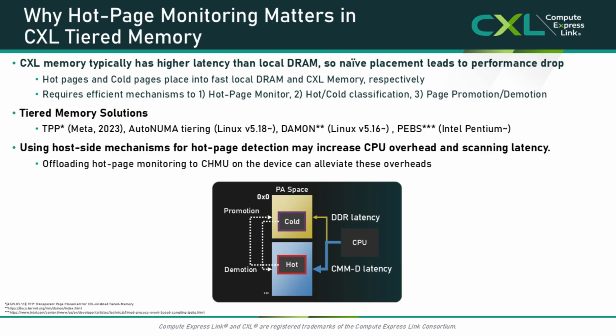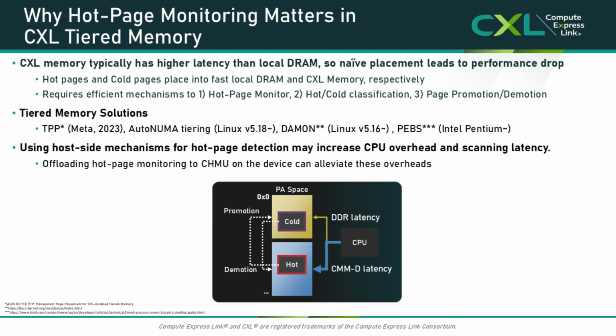Frequently accessed data should reside in DRAM, while less frequently used data should be placed in CXL memory. In other words, hot pages should be placed in higher tier memory and cold pages in lower tier memory. This naturally improves application performance. However, this introduces key questions. How do we accurately determine which pages are hot?